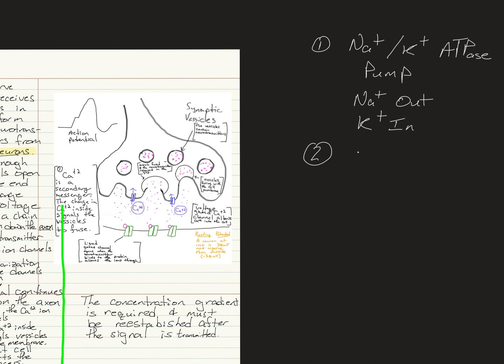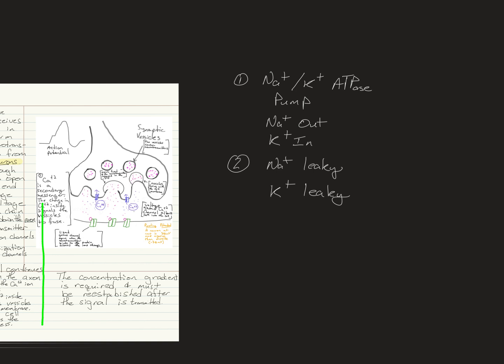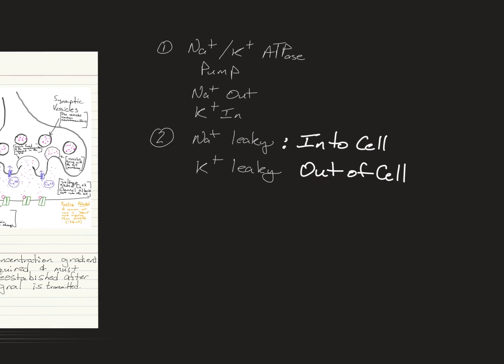You have the sodium leaky and the potassium leaky channels. The sodium is leaking into the cell, and the potassium is leaking out of the cell, because these are following the concentration gradient.